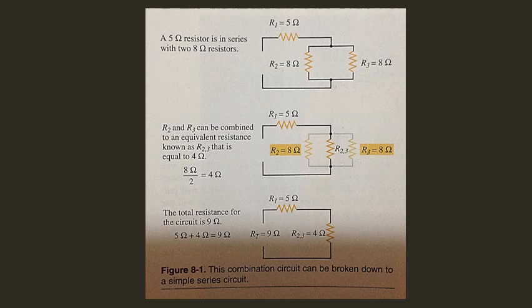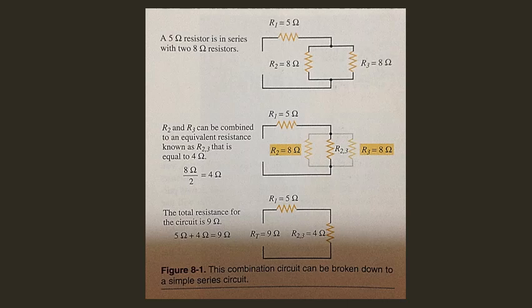To find total resistance for this circuit, we reduce the combination circuit to a simple series circuit. This is done by applying Kirchhoff's law of series and parallel circuits. Using the equal resistances method learned in Chapter 7, you know that two 8-ohm resistors connected in parallel have a total resistance value equal to 4 ohms. This step is shown in the middle of figure 8-1.